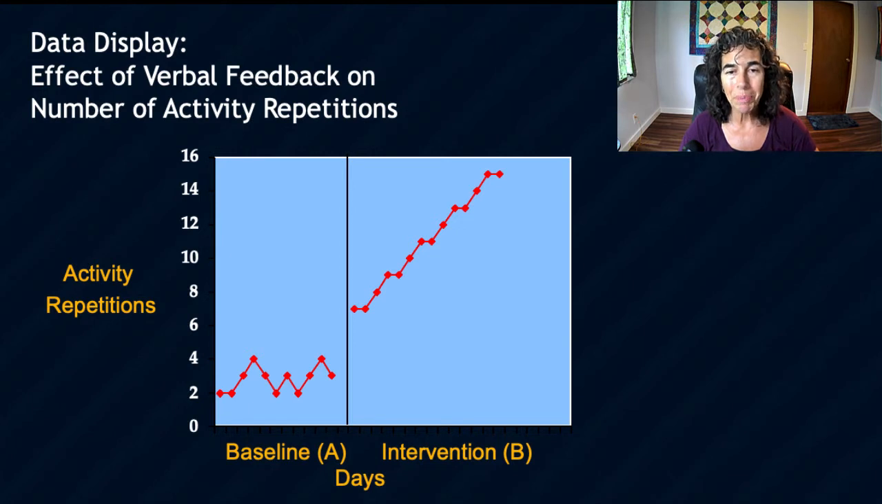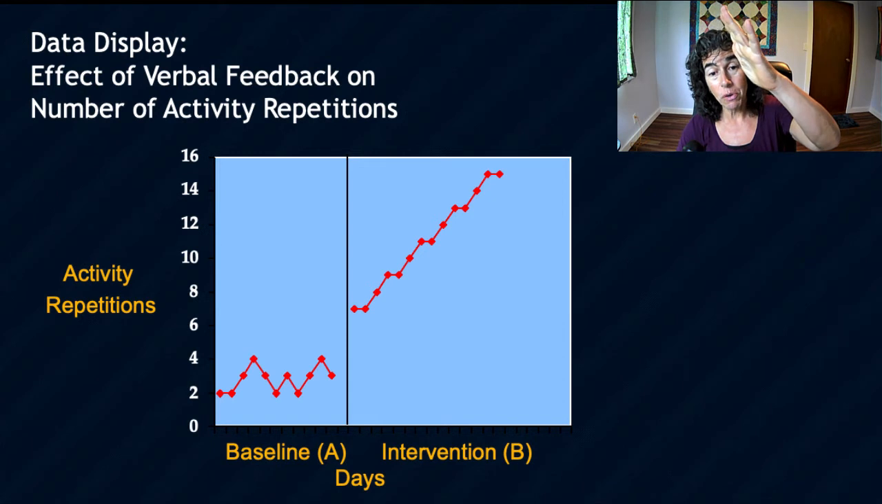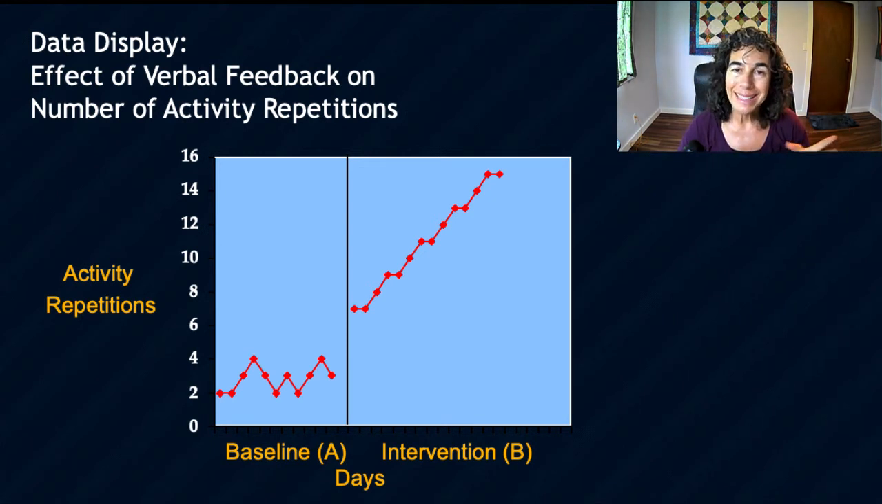And notice when we put the intervention in place, the activity repetitions go up. On our baseline, it doesn't, and we don't expect it will go up because we're not putting in place any treatment or intervention.